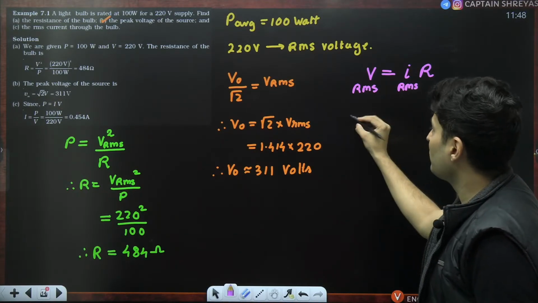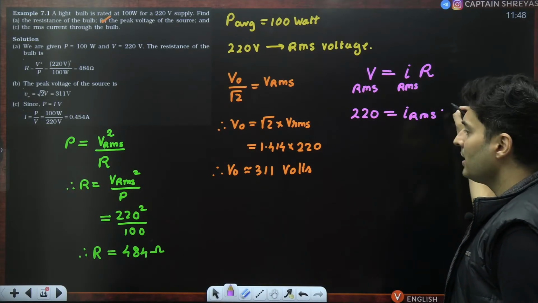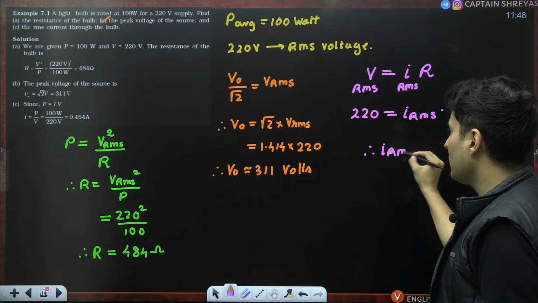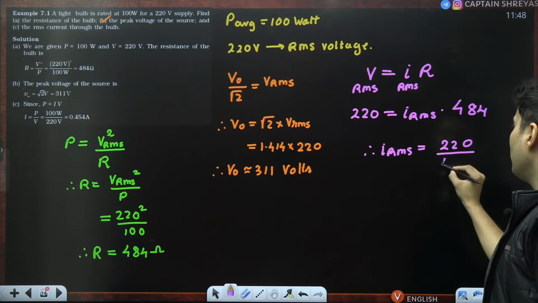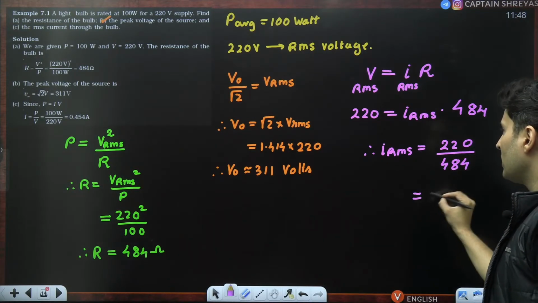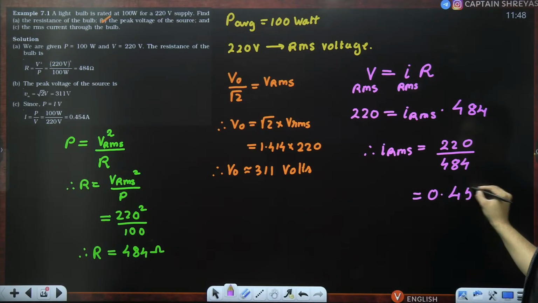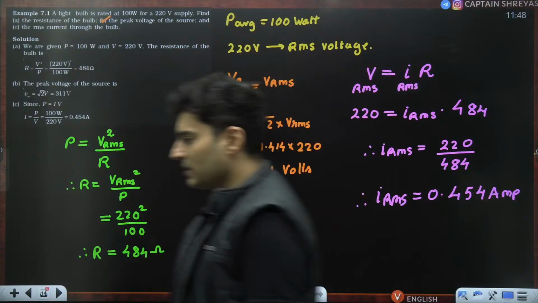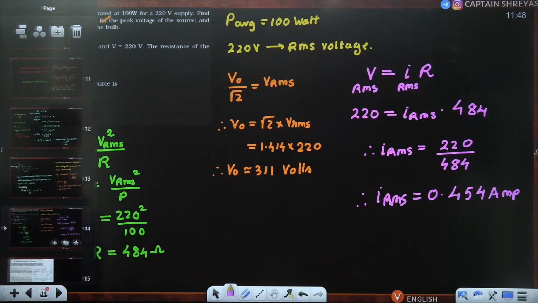So, RMS voltage is 220. Current RMS is not given, we have to find it. Resistance is 484. Therefore, RMS current will be nothing but 220 divided by 484, which comes out as 0.454 amperes. That is your RMS current. Got it, guys? How to solve this particular question? Everybody with me? Very good.